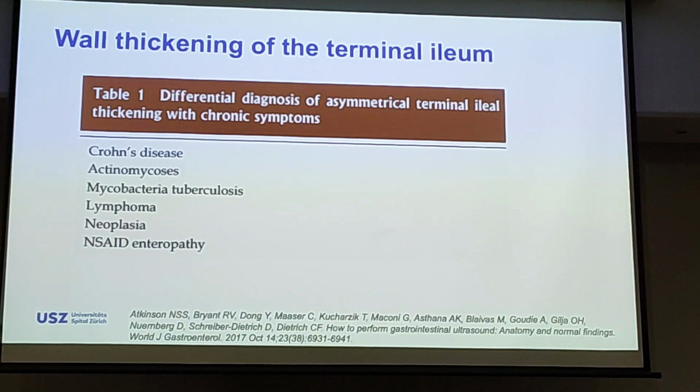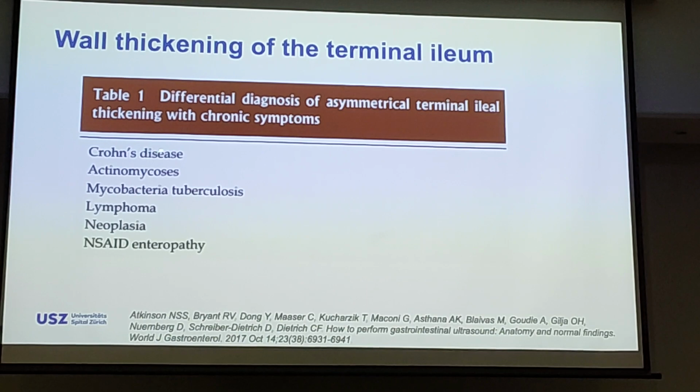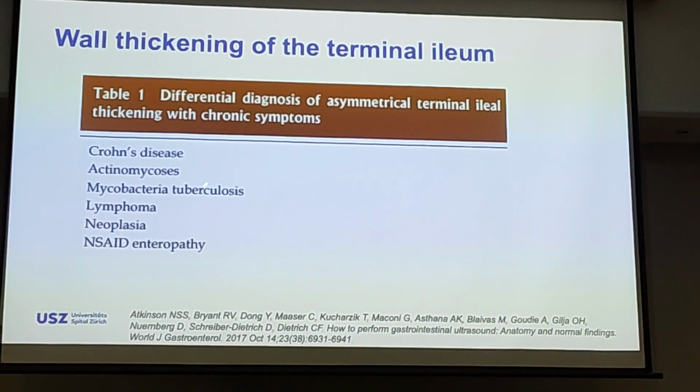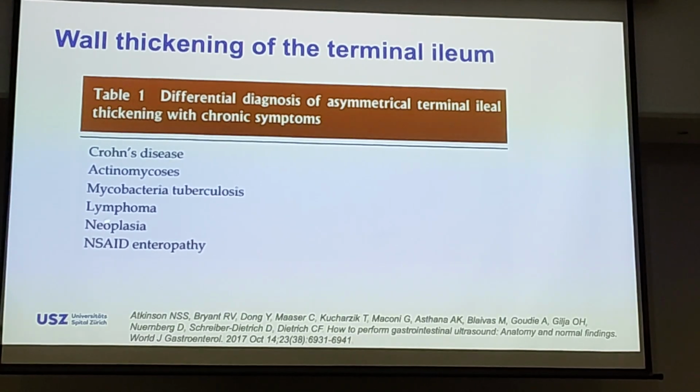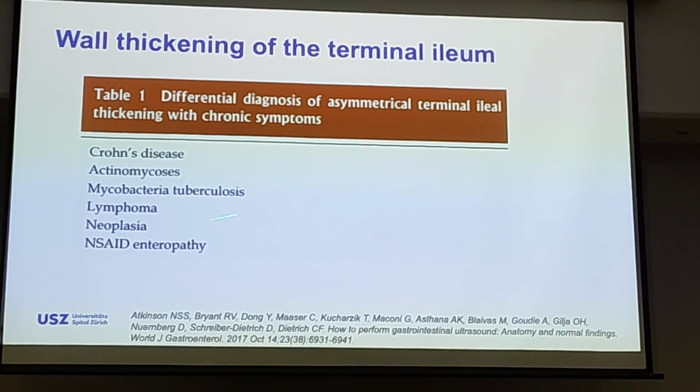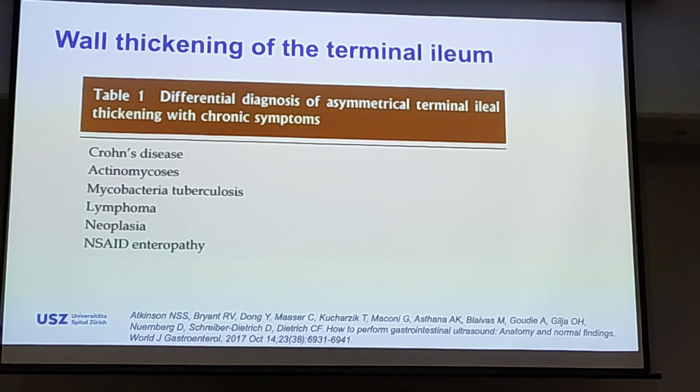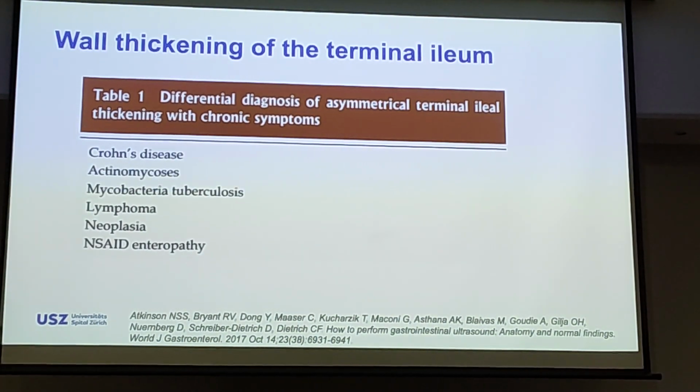So of course I said this is not specific. We see the small thickening of terminal ileum in Crohn's disease and fungal infections, of course tuberculosis, lymphoma, neoplasia, and even in NSAID enteropathy in older patients. So of course we cannot discriminate, but cross-sectional imaging cannot discriminate for the reasons why there's a wall thickening either. So that's no disadvantage as compared to CT scans or MRI.